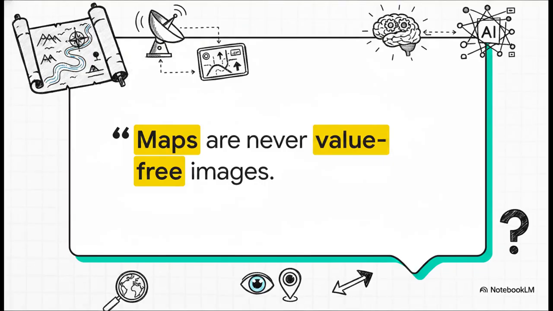Ultimately, whether a map is drawn by hand by a 16th century explorer, beamed down to your car's dashboard from a network of satellites, or generated in seconds by a multimodal AI agent, the words of critical cartographer John Brian Harley remain deeply true. Maps are never value-free images. They are always a blend of absolute location and human interpretation.